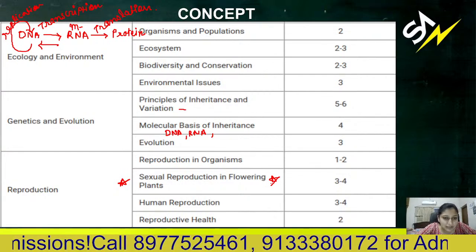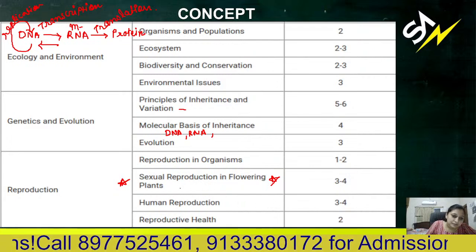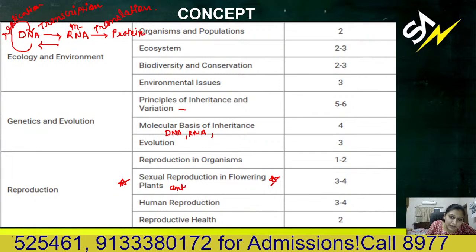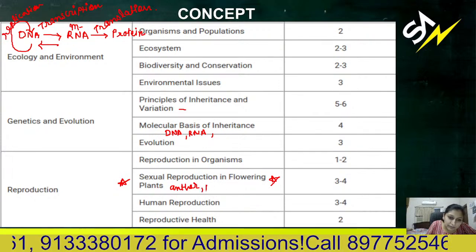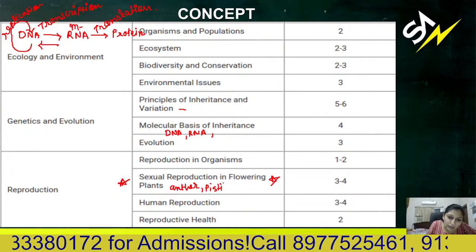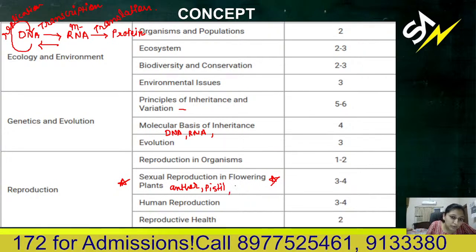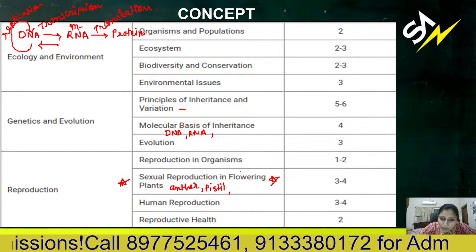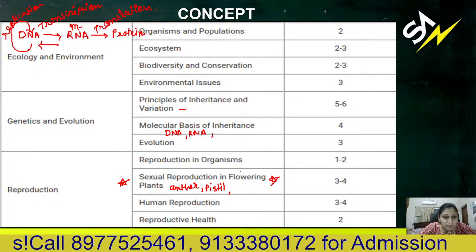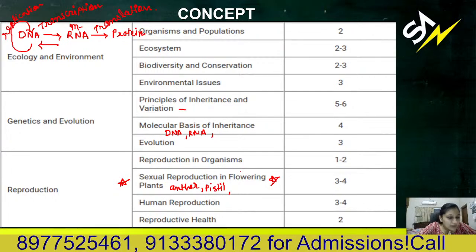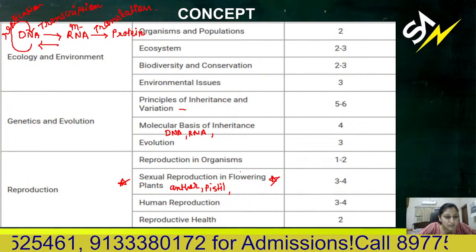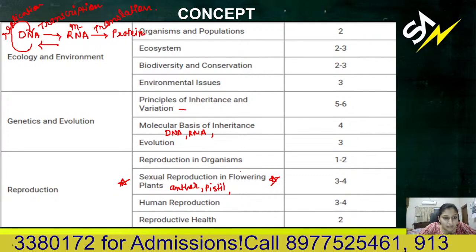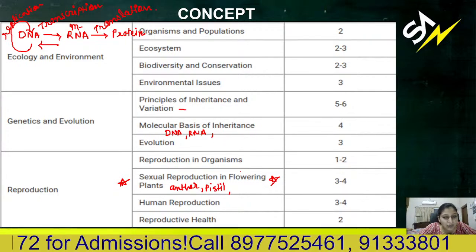Here we will be discussing stamen, or you can say anther, in detail, then pistil in detail, pollen-pistil interaction, pollination in detail, then fertilization, post-fertilization events, pre-fertilization events, everything in detail in sexual reproduction in flowering plants. Okay, then human reproduction, reproductive health.